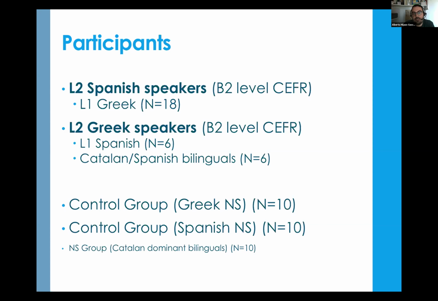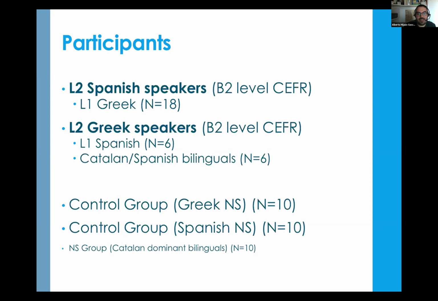And we also had learners of Greek as a second language with the same level of proficiency. In this case, half of them were monolingual Spanish, and half of them were Catalan-Spanish bilinguals. These bilinguals were Catalan dominant. And well, it was a bit difficult to find all these speakers with the same level, etc., etc.